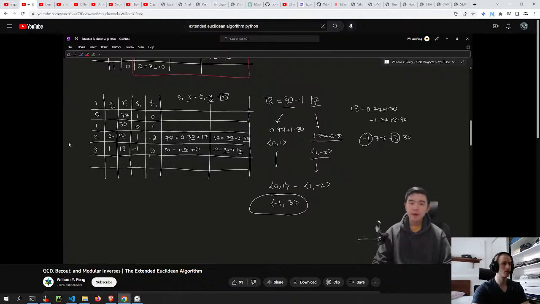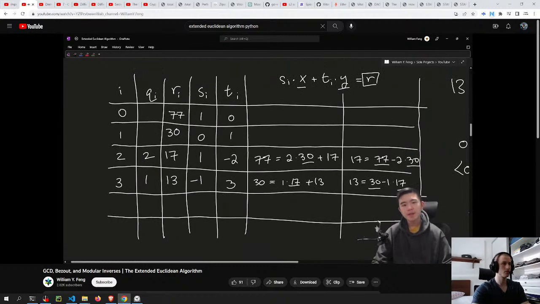Now we can sanity check this by saying, okay, we have negative 77 and 90, and together that does make 13. So far this makes sense. All right, we can move on.